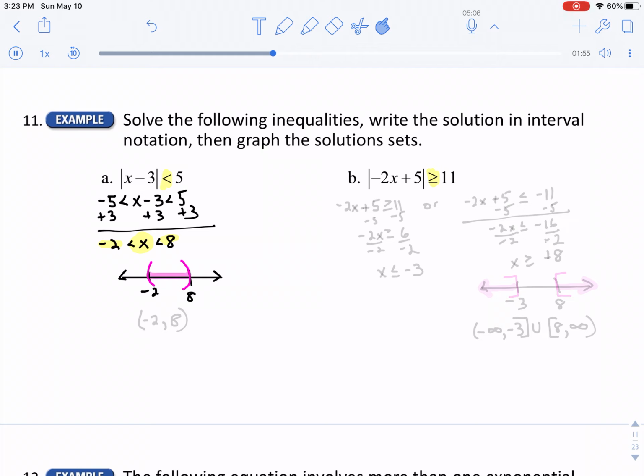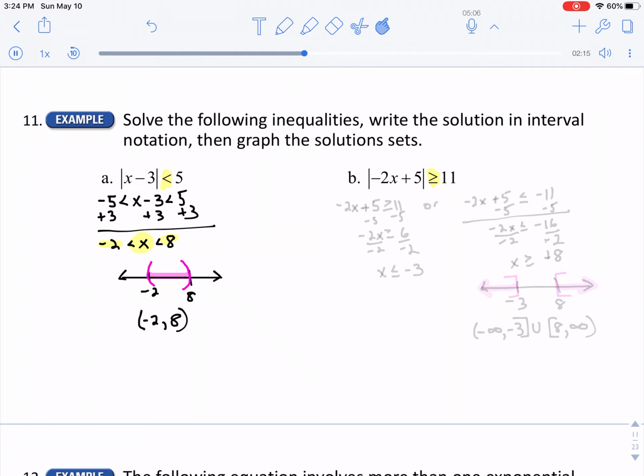Now for the interval notation solution, the interval notation solution looks very much like the graphical solution. You put parentheses, which notice that's the first thing you see on the graph, parentheses, negative 2, comma, 8, and parentheses, and there's the interval notation. All right, let's go to B.